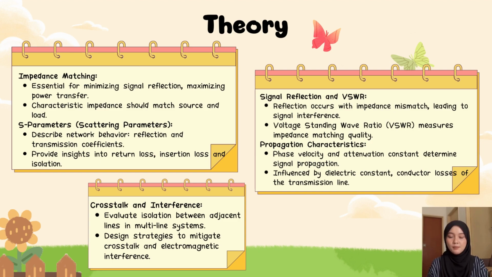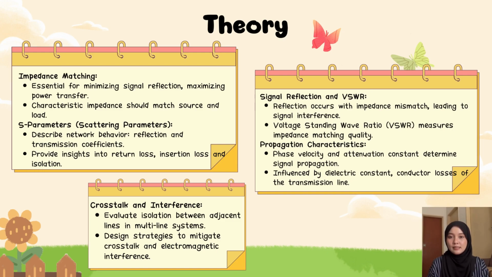In RF systems, impedance matching minimizes signal reflection and maximizes power transfer by matching the characteristic impedance of the transmission line with the source and load. S-parameters describe the behavior of RF networks, providing insights into return loss, insertion loss, and isolation. Signal reflection occurs when impedance mismatches, causing interference. The voltage standing wave ratio, or VSWR, measures the quality of impedance matching. Propagation characteristics like phase velocity and attenuation constant determine how signals travel through the transmission line. These are influenced by the line's physical properties.